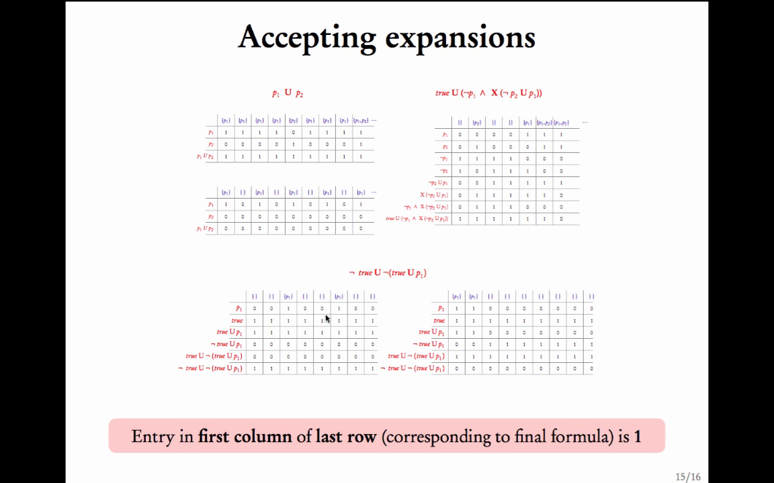Similarly here, this was GFP1. This word satisfies GFP1. Hence, this entry would be 1. This word does not satisfy GFP1. Hence, this entry would be 0. Similarly, this word satisfies the formula. Hence, this entry would be 1. Expansions where there is a 1 in this entry will be called accepting expansions. These are corresponding to the words that are in the language, rather the words that satisfy this formula.